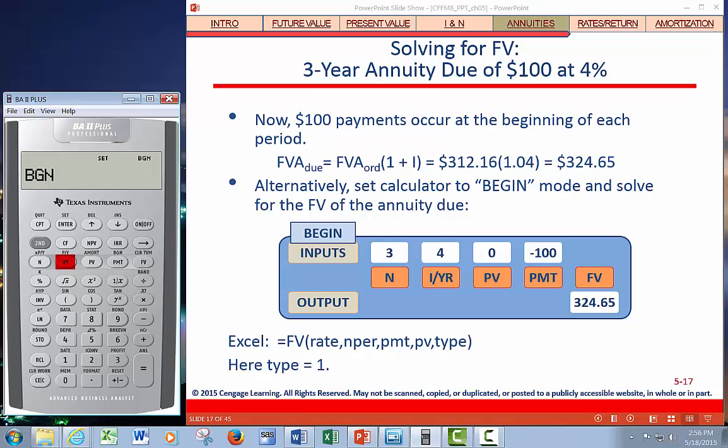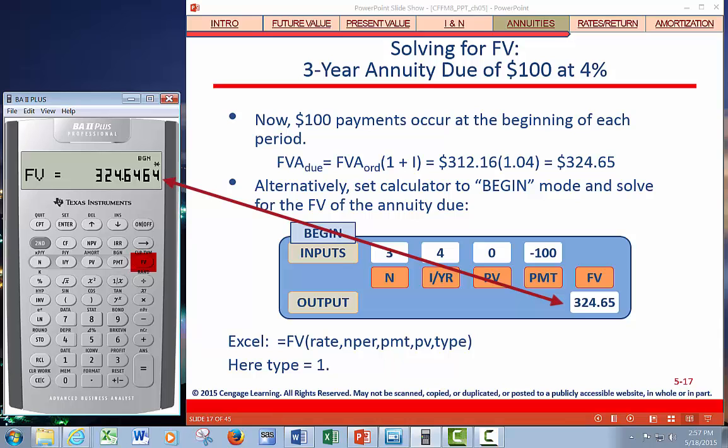If you hit the clear button, then you'll see the letters BGN in the upper right hand corner of your display. Here I will enter the numbers from the problem, 3 N, 4 I/Y, 0 present value, $100 payment, and then compute the future value.